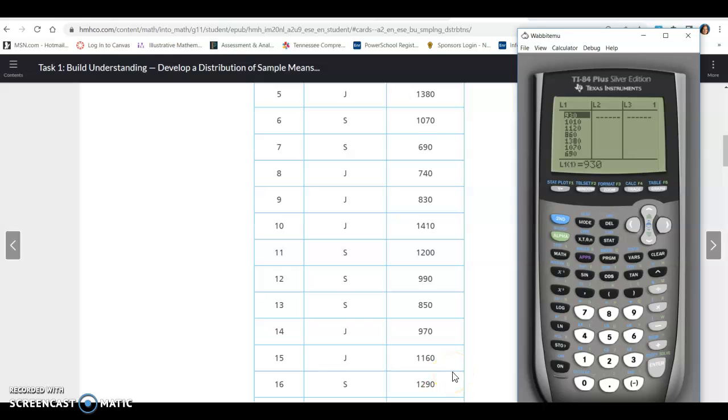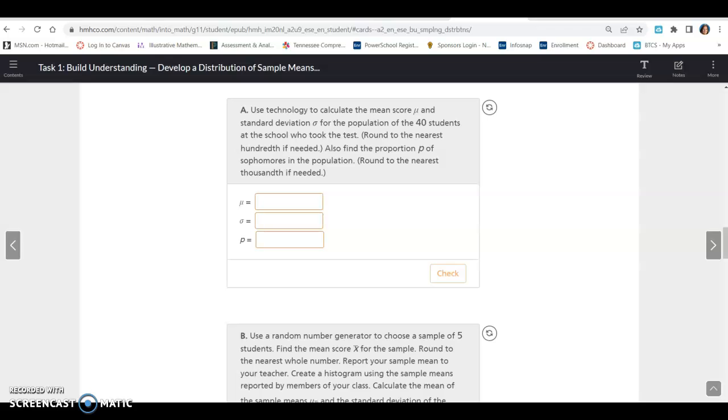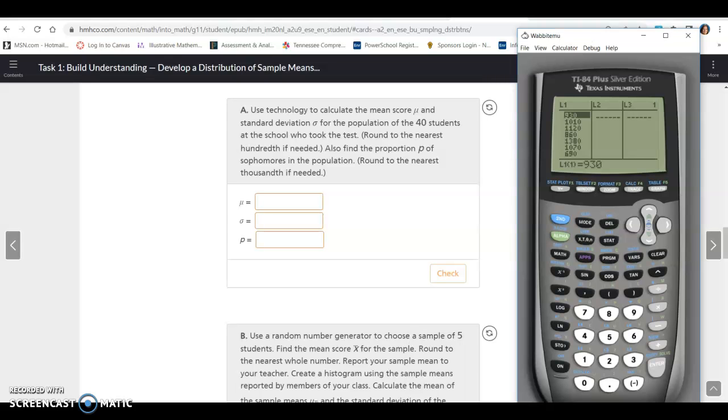All right, hopefully you've paused the video and you've entered all 40 scores in your list. So now we're going to go back down and answer the questions that it asks. All right, so it says find the mean and standard deviation.